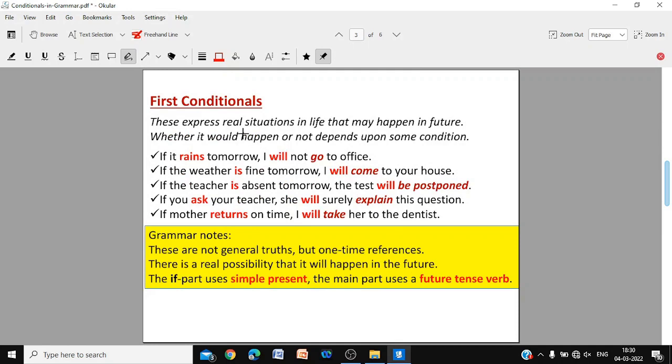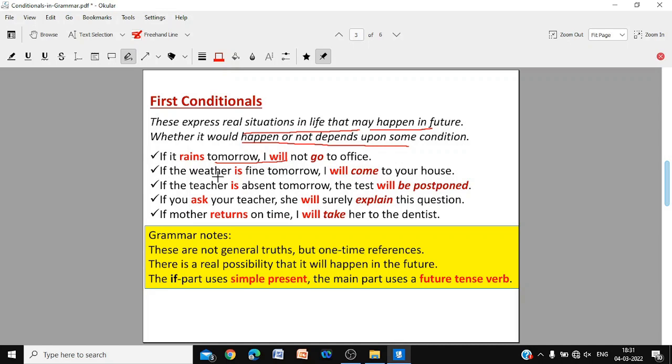Next we have first conditionals. They express real situations in life, but the incident is going to happen in the future. Whether it would happen or not depends upon some condition. If it rains tomorrow, I'll not go to office. Now this is a one-time reference. It is not that every time it rains, I won't go to office. Only for tomorrow, if it rains, I will not go to office.